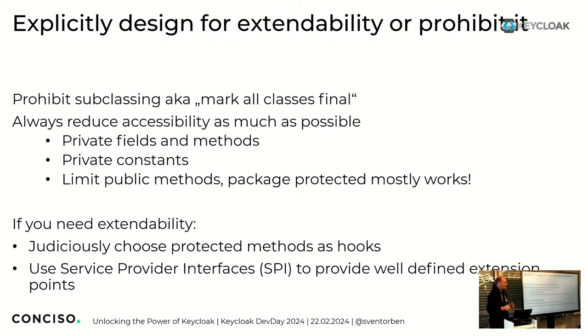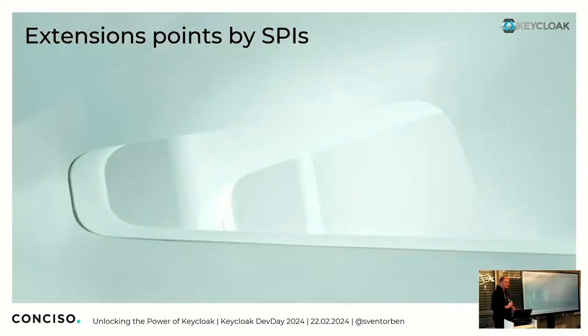So be explicit here. Use private fields, use private constants, limit visibility of the methods you provide, mark all classes final, and it turns out that works very well. That keeps my extensions stable because I don't break everyone who has built some integration. And if you need extendability, basically you can start making your classes non-final, have proper, I don't know, protected methods where people can hook in. And you also have the service provider interface mechanism Keycloak offers. If you really want to build a proper extension point, I would say use this. Use service provider interfaces.